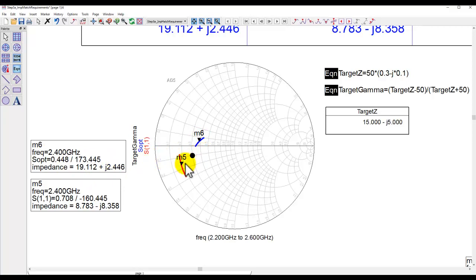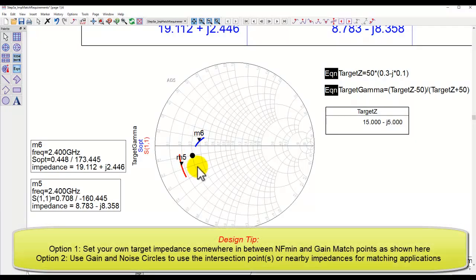Now, referring to our earlier discussion during fundamentals, I told you that these 2 points will hardly agree with each other, and you can see they are different. So now the question which a designer needs to ask himself is whether to go for this matching or that matching.